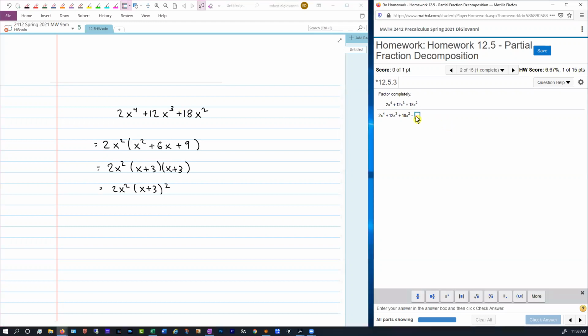So let's see how easy that's going to be to type in here. So 2x squared times x plus 3 squared.